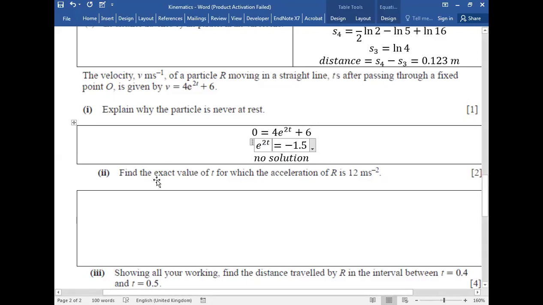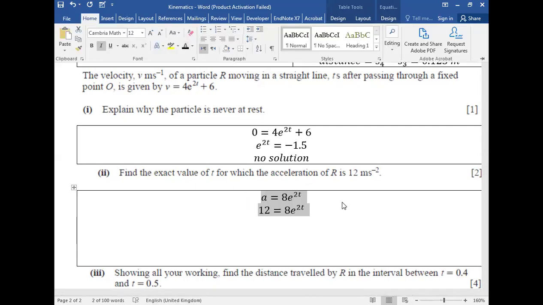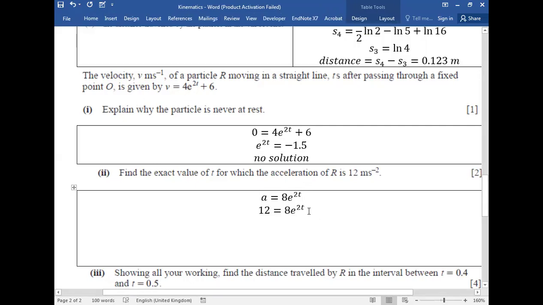Now the next one, the question says, please be very careful. The question says exact value of t. That means you have to leave it in terms of ln as it is. For which the acceleration of r is 12 meters per second. How do I find acceleration? If I differentiate velocity with respect to time, I'll get the function of acceleration. And in it, what do I need to plug in for a? 12. Plug in 12 for a, solve and tell me the value of t that you get.